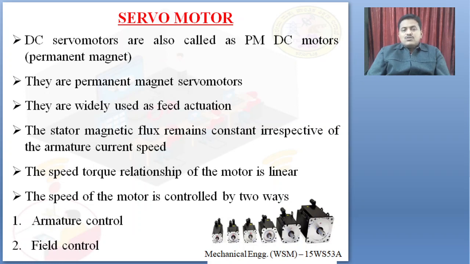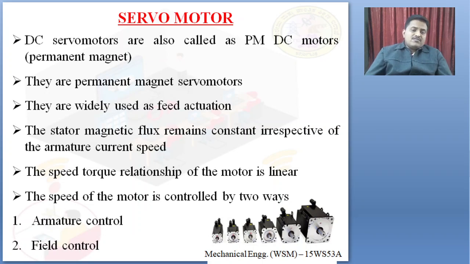They are widely used for speed fluctuations, so variation in feeds, as I said, can be taken care of. The stator magnetic flux remains constant irrespective of the armature current and speed. Basically we have two ways to control the speed of a motor: one is armature control and the other is field control. But here, irrespective of the armature current and speed, we can maintain the flux. The speed-torque relationship of the motor is linear.